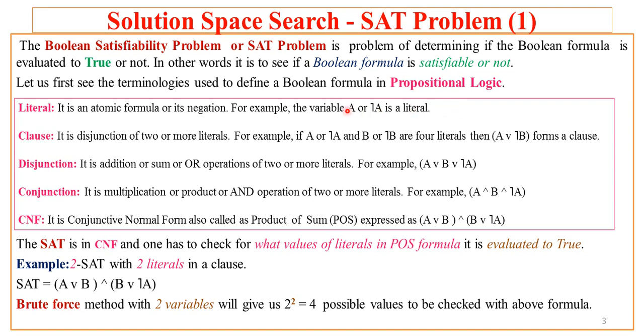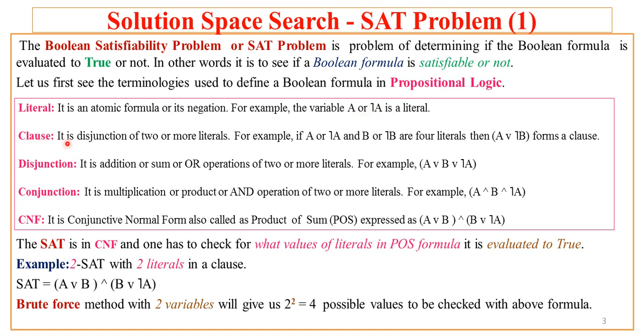So if you have three variables like A, B, C, then A, B and C and the negation of A, negation of B and negation of C, these all are literals. So there will be 6 literals if you have three variables. In case of one variable, there are two literals.